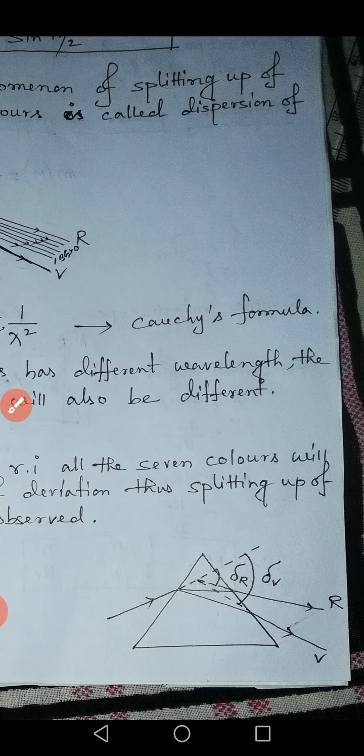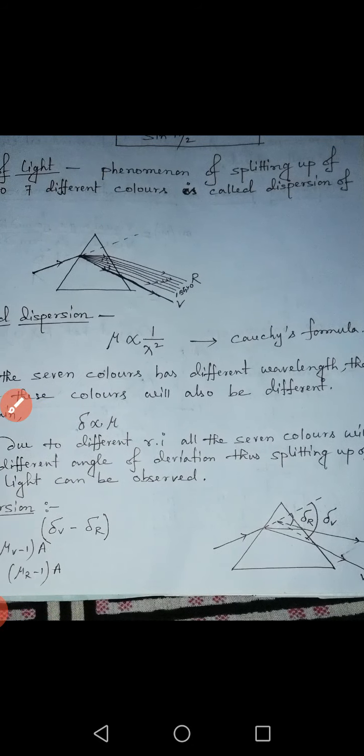Why? What is the reason behind dispersion? First you have to start with Cauchy's formula. You will write Cauchy's formula, and there you will say that mu is inversely proportional to the square of the wavelength. So the wavelengths of all the 7 colors are different. As a result, their mu is different, and if mu is different, by this formula the angle of deviation delta is also different. So all the 7 colors deviate by different angles of deviation. As a result, we get the splitting up of light. The explanation is given here, you can go through it.